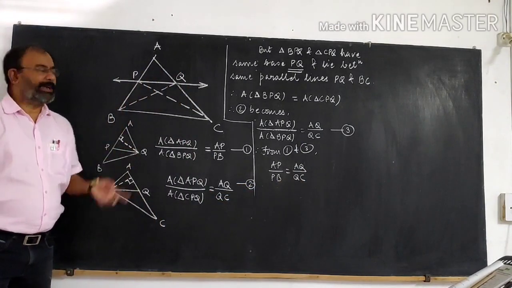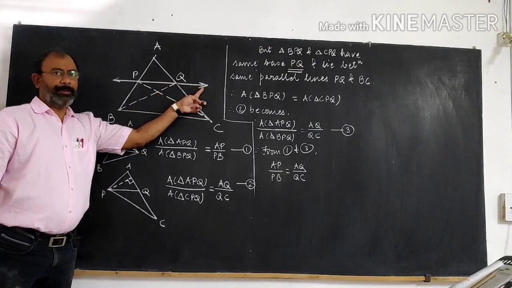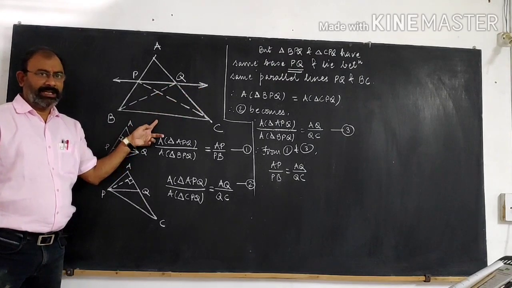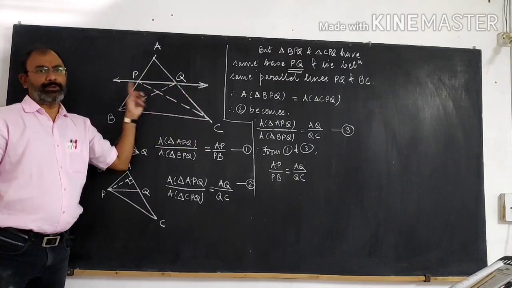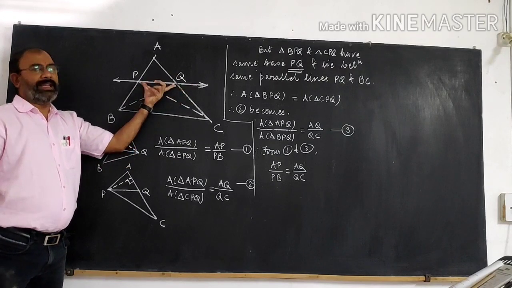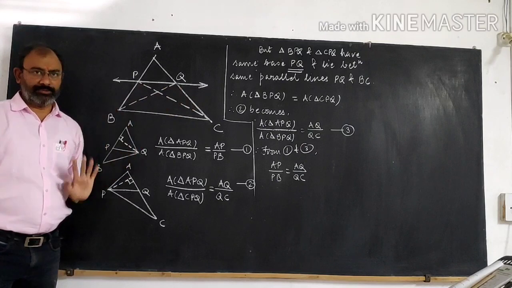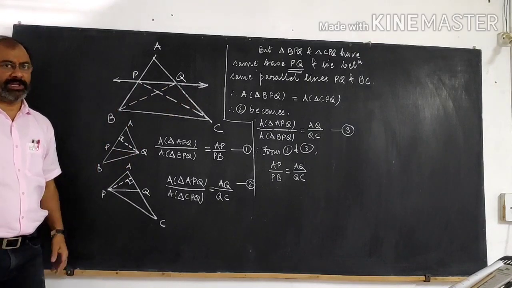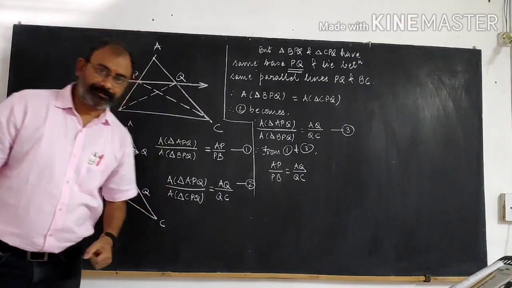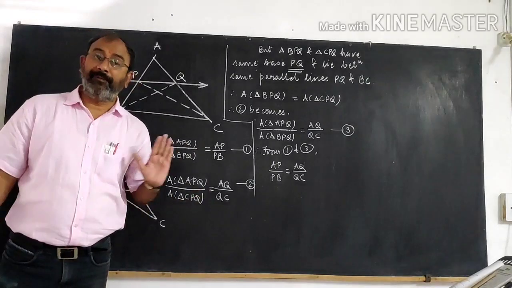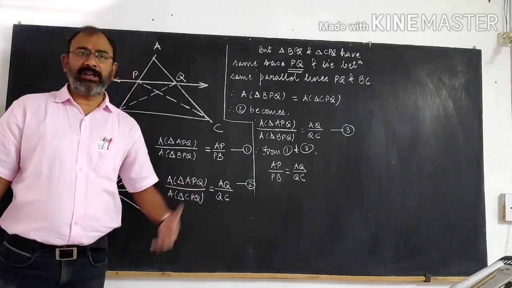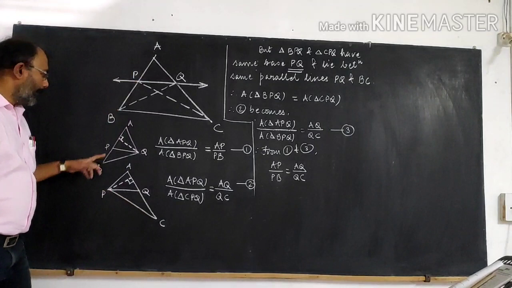So the statement is, if a line is drawn parallel to one side of a triangle, intersecting the other two sides in two distinct points, then that line divides those two sides in the same ratio. This is called the basic proportionality theorem. The proof is very simple, but very important, and very frequently asked in the examination.